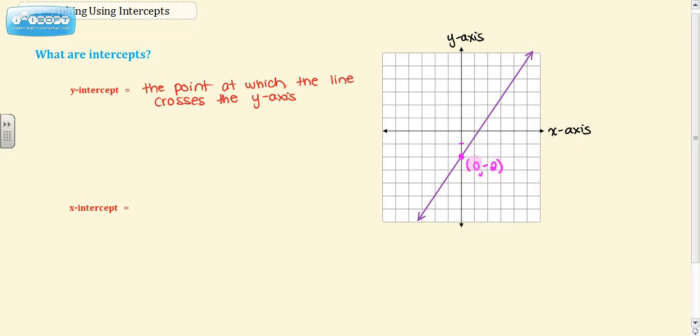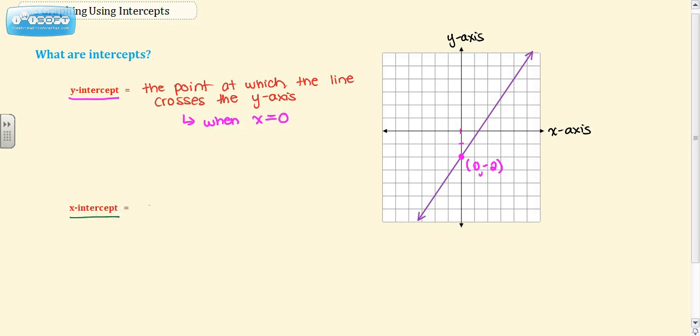Remembering that the first coordinate is the x value, the second coordinate is the y value. Here x is 0. So if I were to write characteristic points about the y-intercept, it's where the line crosses the y-axis, and that point is always when x is equal to 0. So when x is equal to 0, the line crosses the y-axis. Okay?